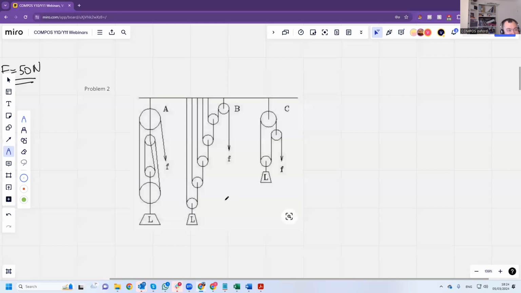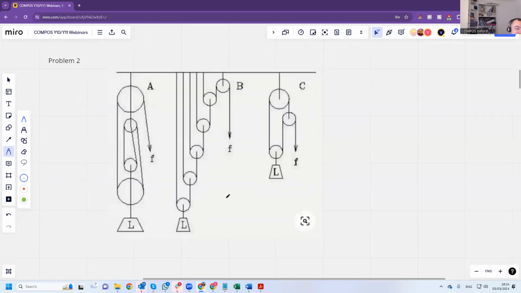Let's start with B because B is the easiest out of all of them. So the tension in this rope is F. We're going to go in terms of F. And this rope is F. This rope is also F. So along the rope, the tension does not change. That's how ropes work. So this is the F rope.